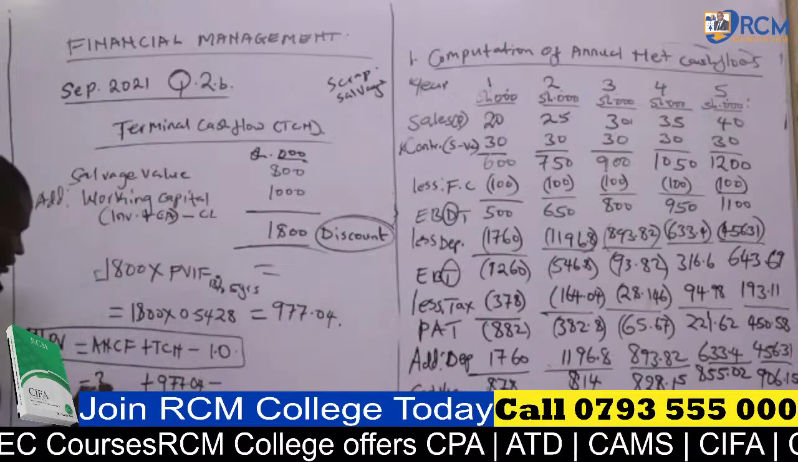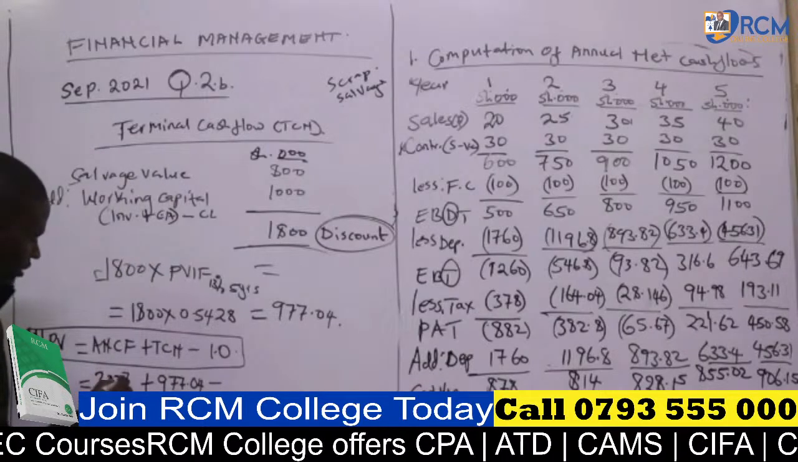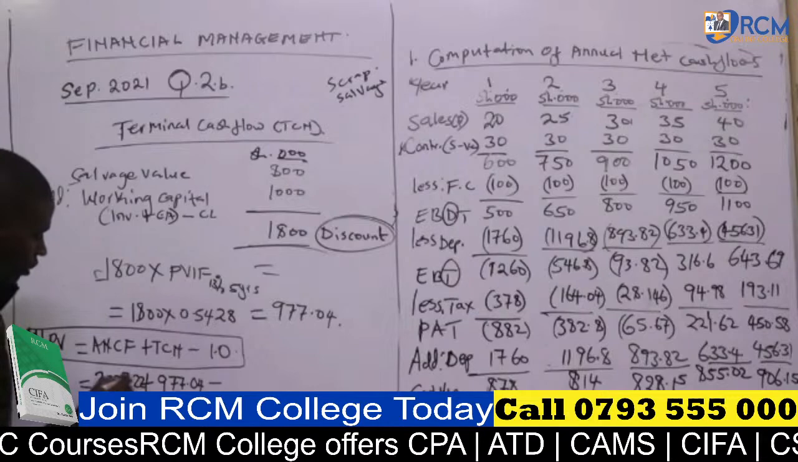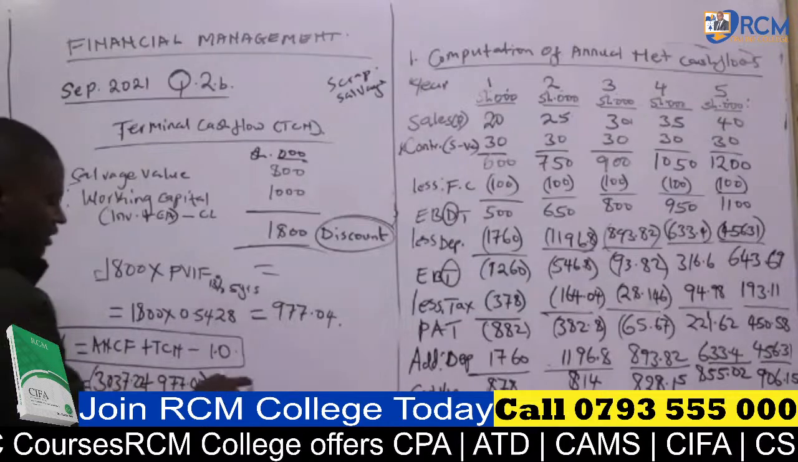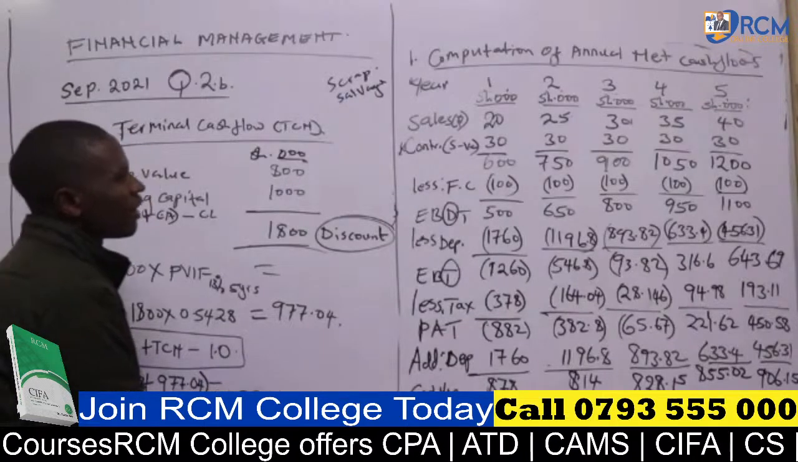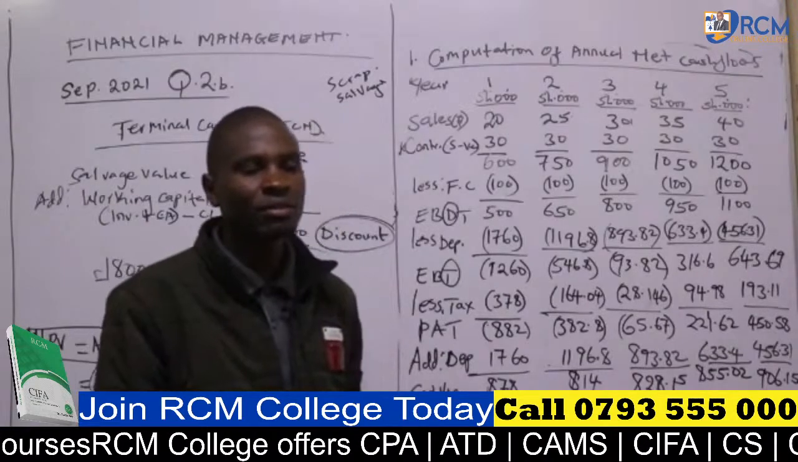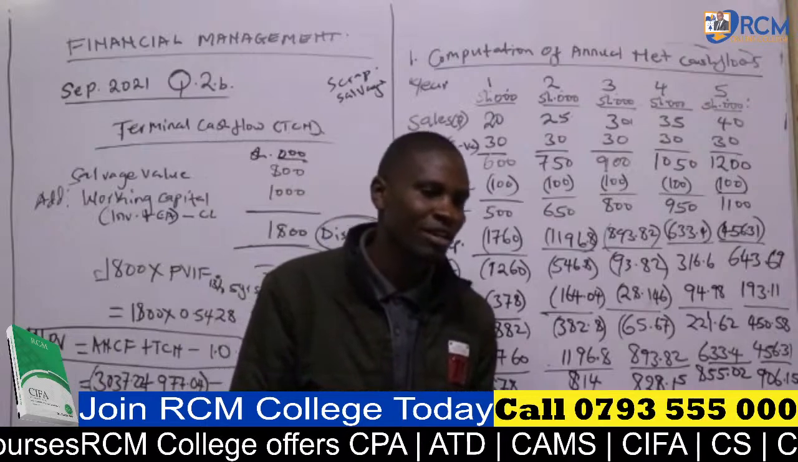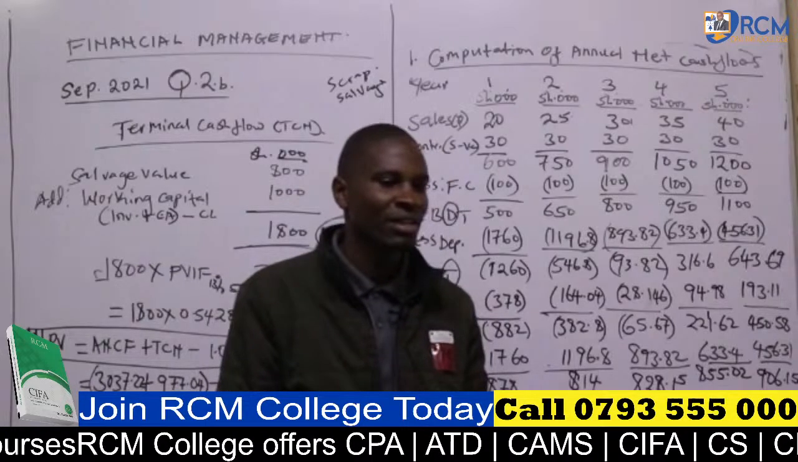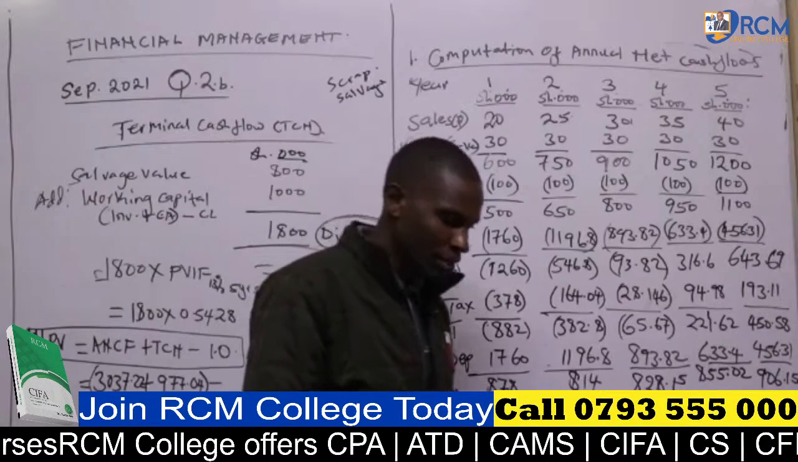3037.22. Someone can confirm for us. 3037.22 plus that. Then that one we minus initial outlay, ilikuwa ngapi? Can I really remember? 67.28, ama ilikuwa ngapi? Remind me. You have it. Initial outlay. Total initial outlay tulipata ngapi?